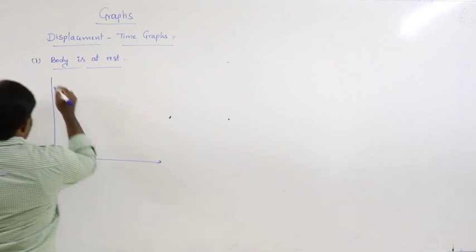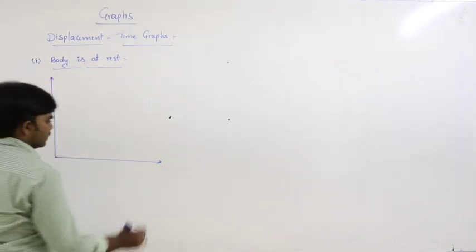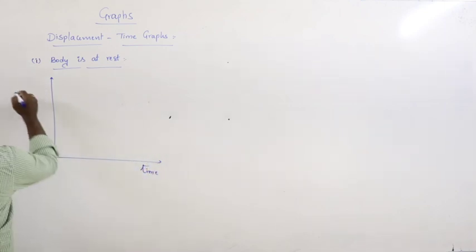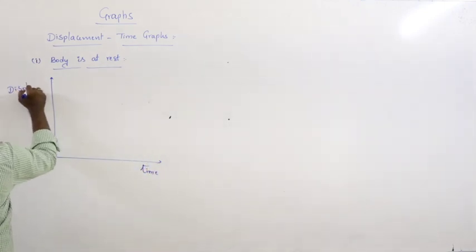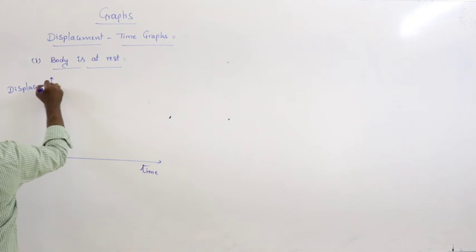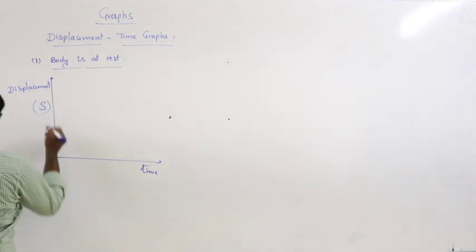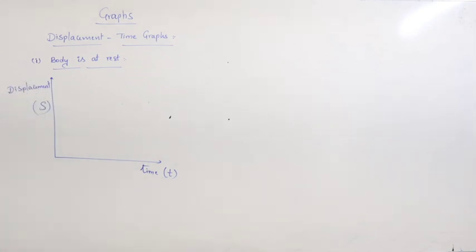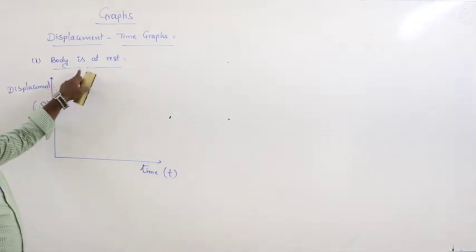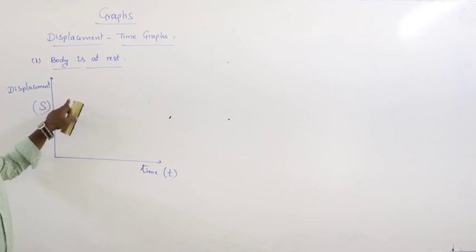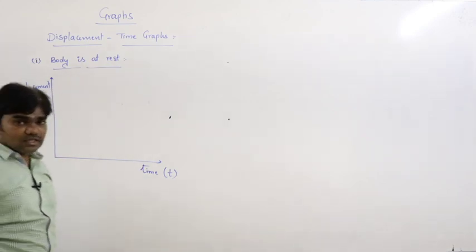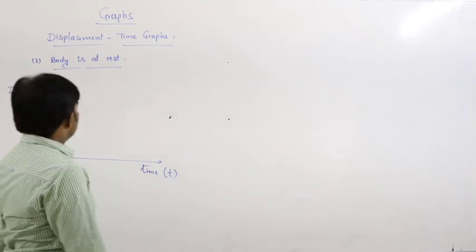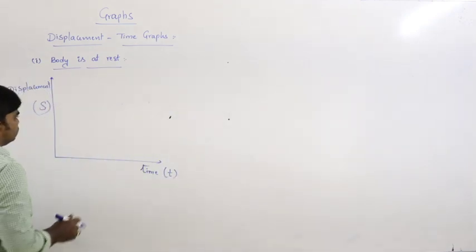So let us say I am considering time along the x-axis and displacement along the y-axis. Displacement is denoted with S and time is denoted with T. How can we represent the graph for this condition? What is that condition? The body is at rest. For this condition, how can we represent the graph?